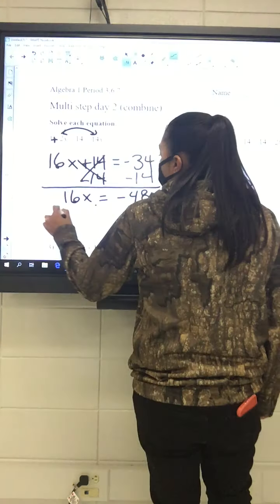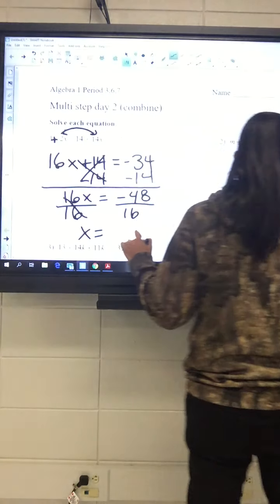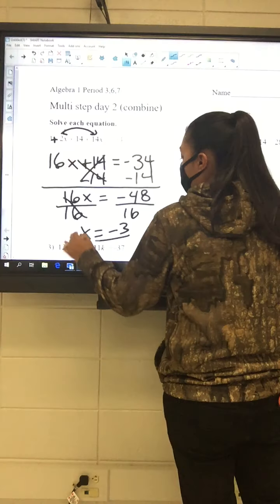Okay, and then our last step is going to be to divide. So divide by 16. X equals what? Negative 3.